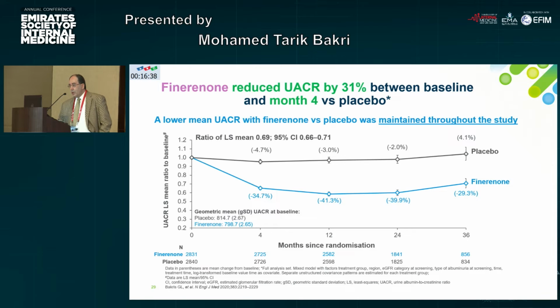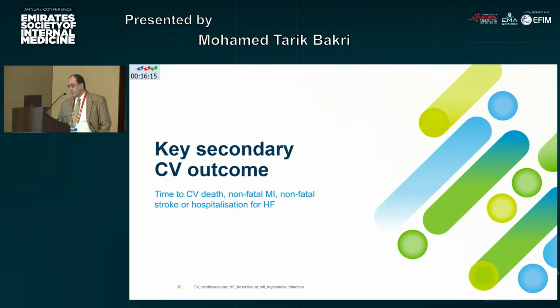And also, if we look at the reduction in the urine albumin creatinine ratio, it was a significant reduction by 31%, and you can see the curve separated at 4 months. As we mentioned, albuminuria is an early marker of fibrosis and damage, so it's good to intervene as early as possible.